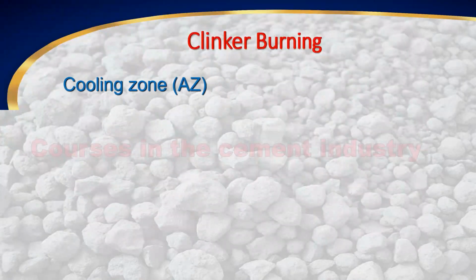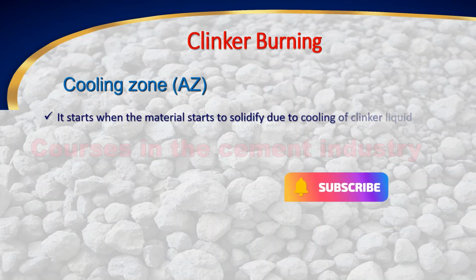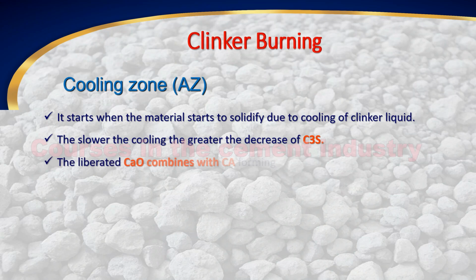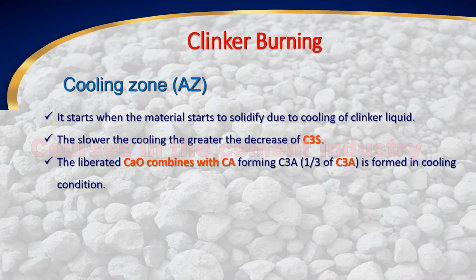Cooling zone. 1. It starts when the material starts to solidify, due to cooling of clinker liquid. 2. The slower the cooling, the greater the decrease of C3S. 3. The liberated CaO combines with Al forming C3A; 1/3 of C3A is formed in cooling conditions. 4. The conversion of C3S to C2S affects grinding.